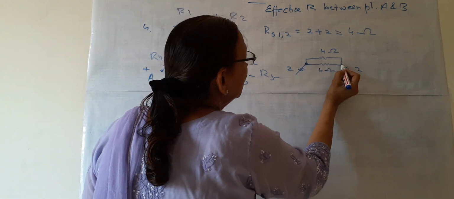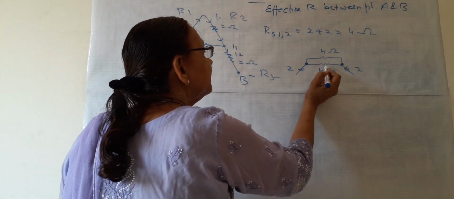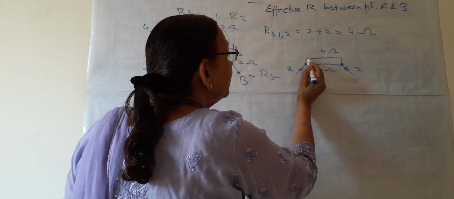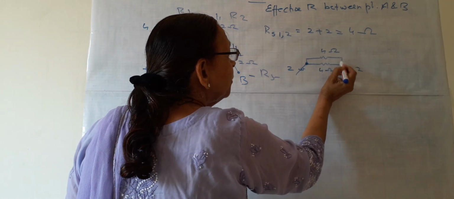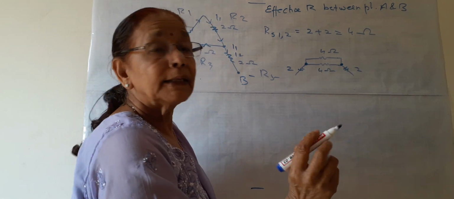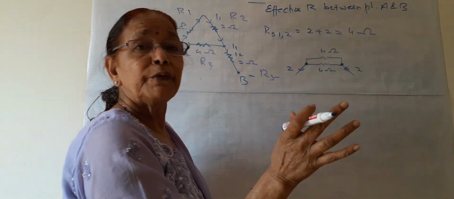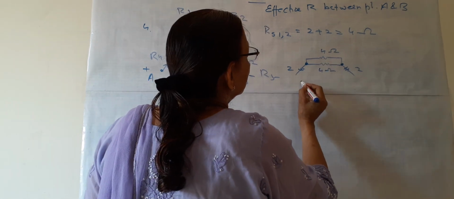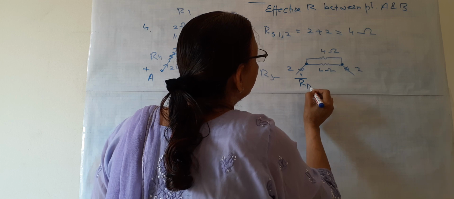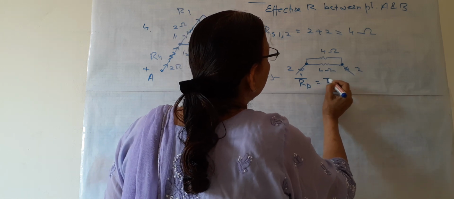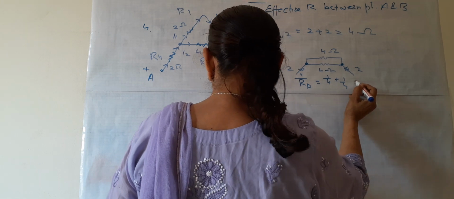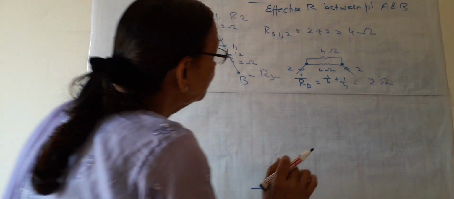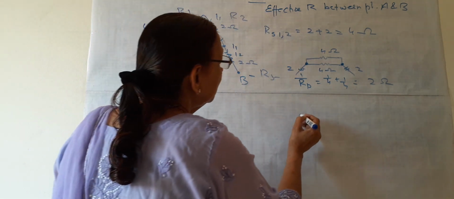Now these are 2 points. We can see these two are in parallel, as both ends of this are joined to this, both ends of this are joined to this. So these two are at the same potential. So these two are now in parallel. We can write 1 upon R parallel is equal to 1 upon 4 plus 1 upon 4. It will be equal to 1 upon 2. So these two are 2 ohm. Now again we can redraw this circuit.